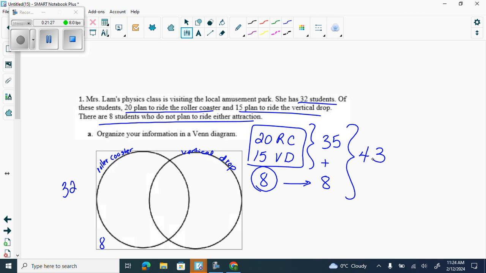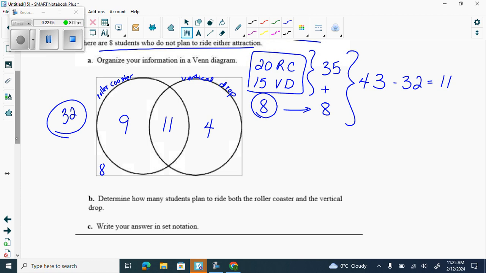8 got put in for people who did neither, 20 roller coaster tickets, 15 vertical drop tickets, which resulted in 43 tickets. However, I only have 32 students. So I have to subtract off the 32, and how many put in 2 tickets? 11. So that's where it goes in the middle. Then I have to remember to subtract. The roller coaster has to have 20. It already has 11 in it. So how many is this? 9. The vertical drop has to have 15. How many would be here? 4. If I add them up, what should they add up to? 32. And if they don't add up to 32, we oopsied.